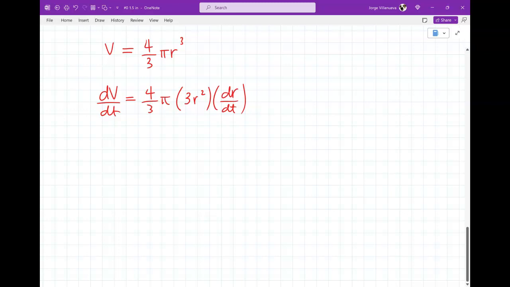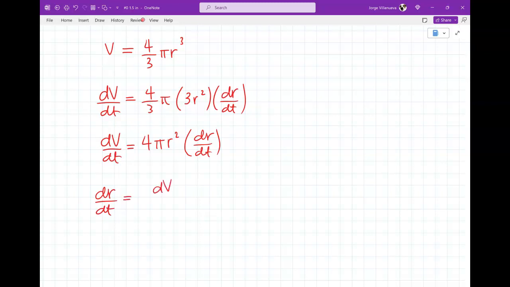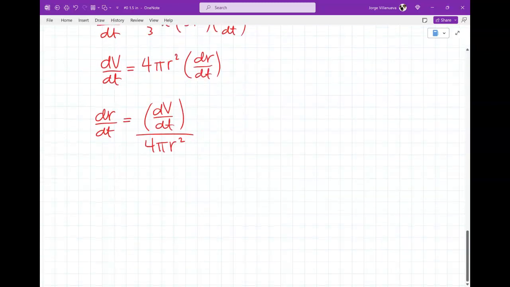Now, they want me to find dr/dt. So let me fix this up a little bit. dV/dt is equal to 4 pi r squared dr/dt. And if I solve for dr/dt, I get dV/dt divided by 4 pi r squared. That's my derivative solved for dr/dt.